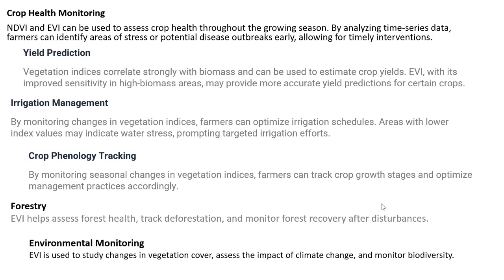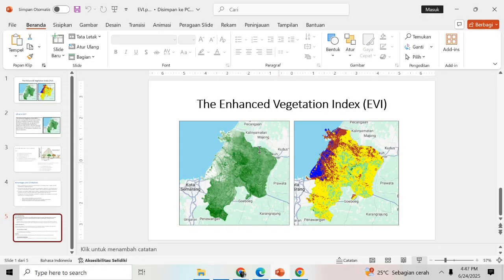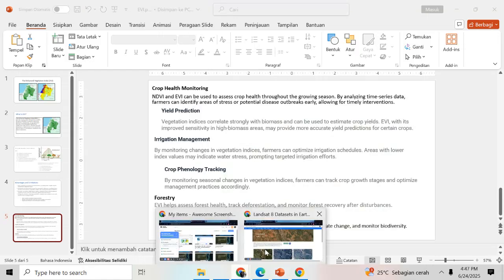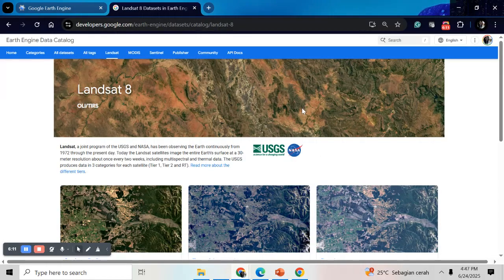In forestry, you can track afforestation or monitor forest recovery after disturbances. In environmental monitoring, you can study changes in vegetation cover, assess the impact of climate change and monitor biodiversity. So there are so many applications you can use this index for.